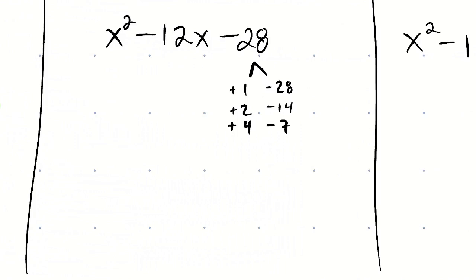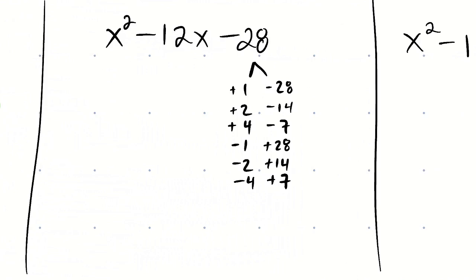We have that's it. Well, for these ones, we can also have negative 1 times positive 28. We can also have negative 2 times positive 14. And we can also have negative 4 times positive 7.